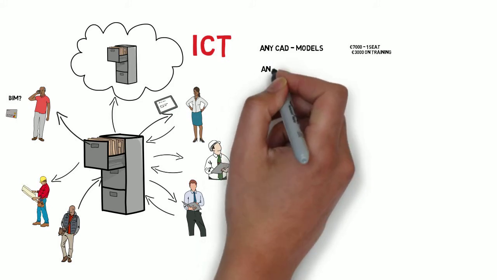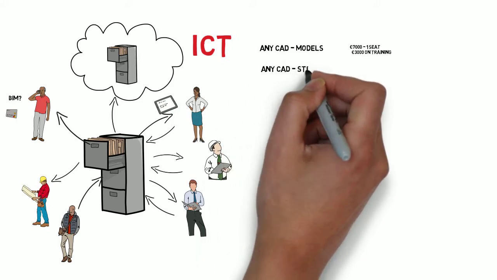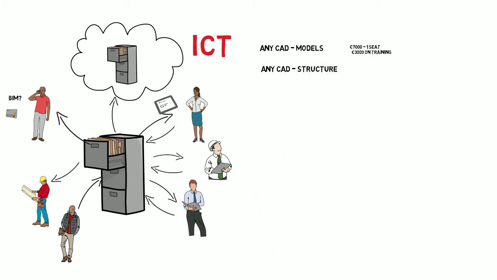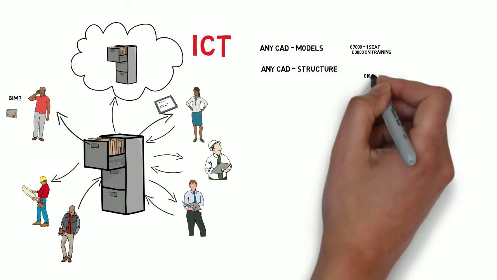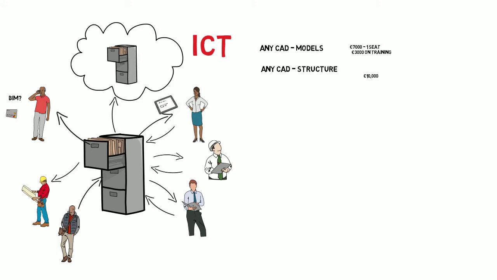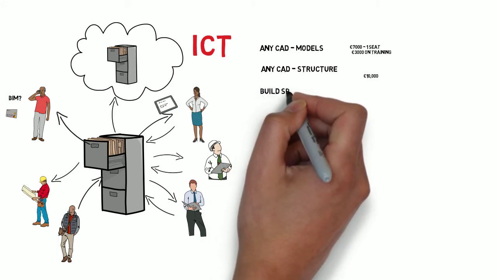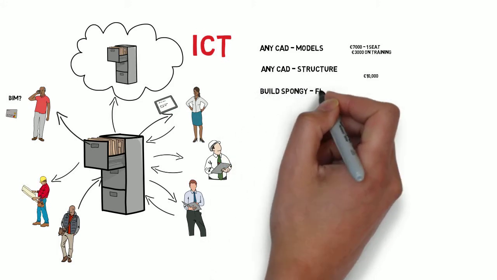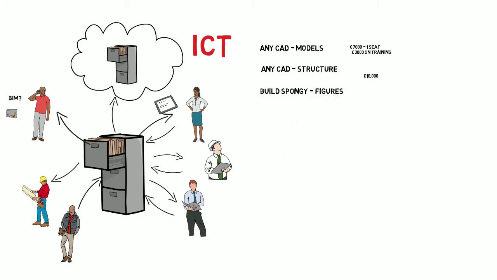Justin, he opts for AnyCAD Structures because he knows that Jennifer is a tech guru, and so he reckons that she'd have done all the research, so he forks out another 10 grand. Joe, he opts for Build Spongy Figures, but again, it costs him around 10 grand when everything was added up. Software was a bit cheaper, but his old laptop, which was perfect for Excel, won't run the new software.